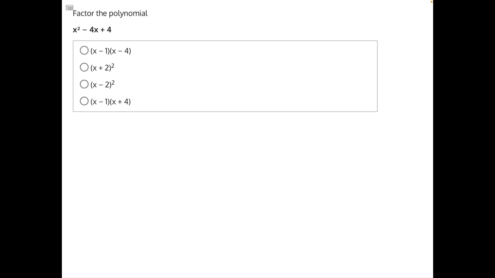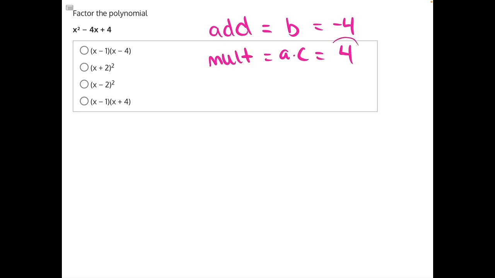To factor this polynomial, we first need to figure out a pair of numbers that would add together to give us our b value, or add together to give us -4. And a pair of numbers that will multiply together to give us the value of a times c, which is equal to a +4. And to do that, let's take 4 and create a factor tree.